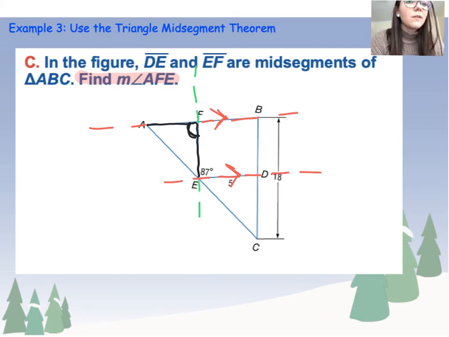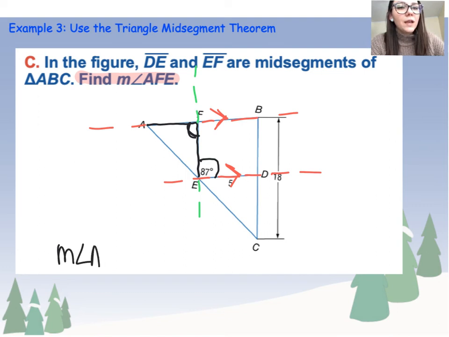If I have two parallel lines and a transversal, all sorts of angles are congruent, like alternate interior, alternate exterior, corresponding. So in this case, angle AFE is an alternate interior angle with angle FED. Therefore, they are congruent if they're formed by those parallel lines. So long story short, the measure of angle AFE is also 87 degrees.